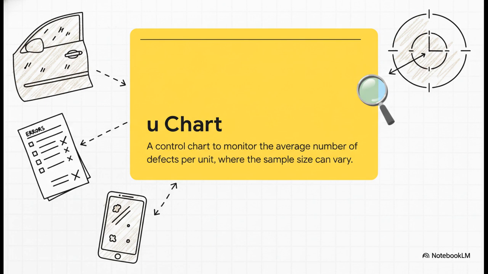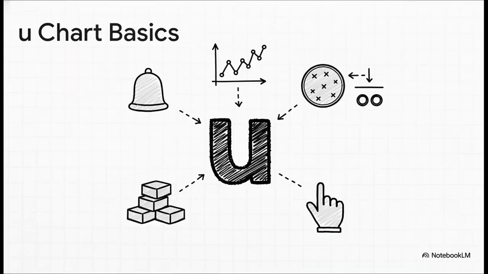No. It calculates the rate of defects, the average number of defects per unit. And that one little shift from a total number to a rate is what magically solves our whole variable sample size problem. It's what lets us compare that batch of 500 with a batch of 100 on a totally level playing field. So yeah, that U in U-chart, it literally stands for the average defects per unit. And its superpower, for sure, is handling those shifting sample sizes.